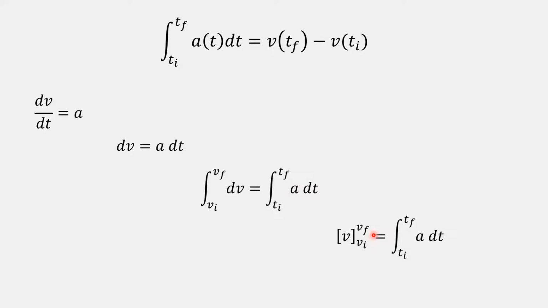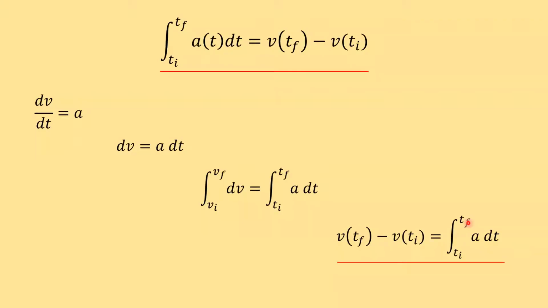But I'll just rewrite this finally like this. So I've recovered the result that I was already discussing earlier in the video. This says that the change in velocity between two times is numerically equal to the area under the acceleration versus time curve between those same two times. Change in velocity is the area under the acceleration curve.